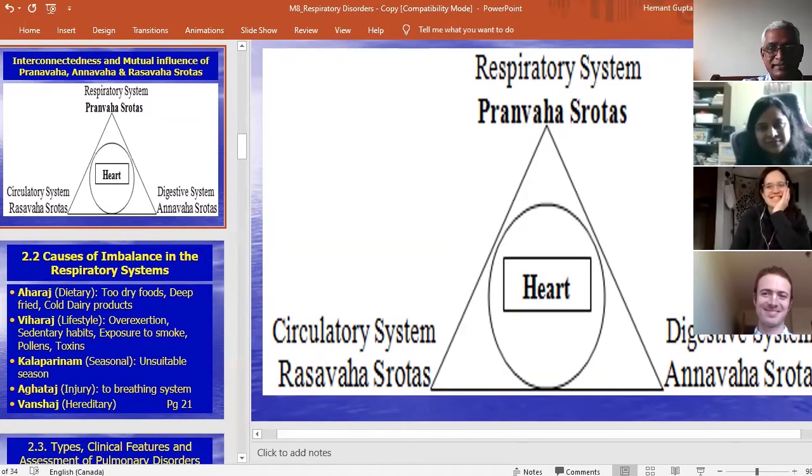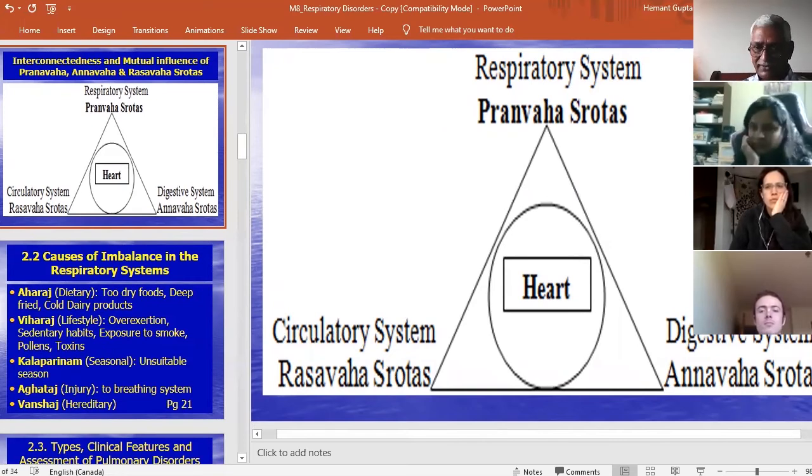Okay, so here in this diagram, you can see the respiratory system, pranavahashrotas, circulatory system, rasavahashrotas, and digestive system, annavahashrotas. So this is the connection. Always you have to know and remember: when you are talking about pranavahashrotas, it's not only pranavahashrotas. Pranavahashrotas is the seat of manifestation. Here we are talking about disorders of pranavahashrotas. It's only the seat of manifestation.